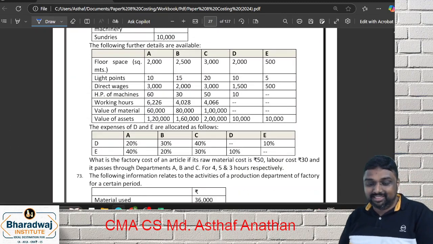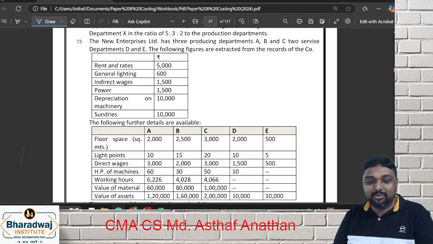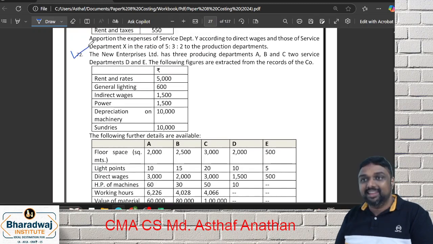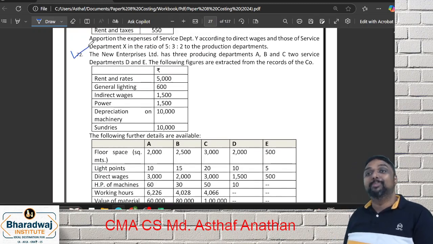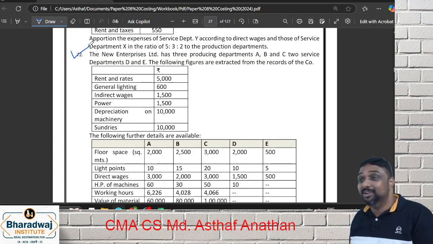We'll do the second method. See, this is a standard question. We have all the items. Apportionment is there. Reapportionment is there. Absorption is there. Everything is there. So we'll do this question number 72. Are you ready? Yes or no?